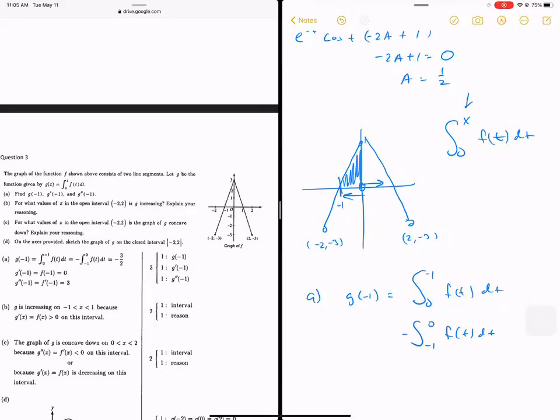Hopefully you see that's just a triangle of half base times height. So the integral would be a triangle of half of 1 times the height of 3. And that's going to be 3 over 2. But remember the negative sign in the front? That's going to be negative 3 over 2.